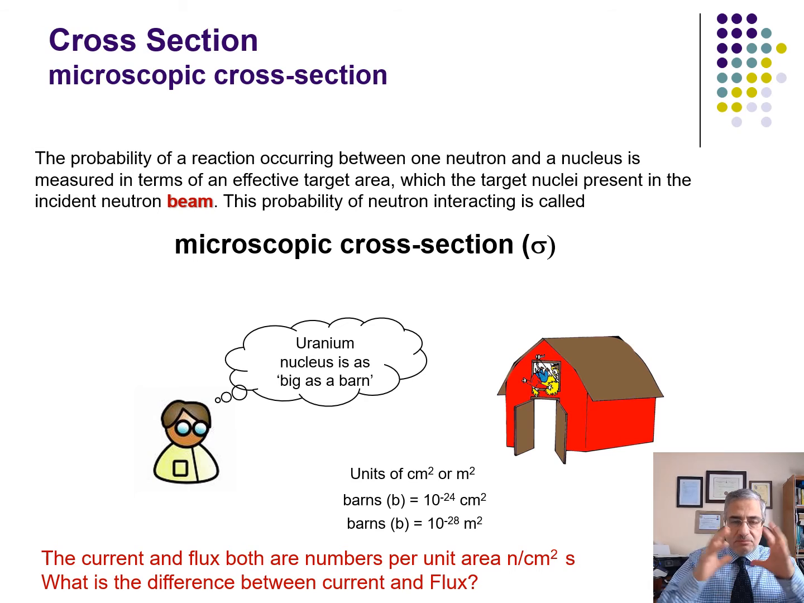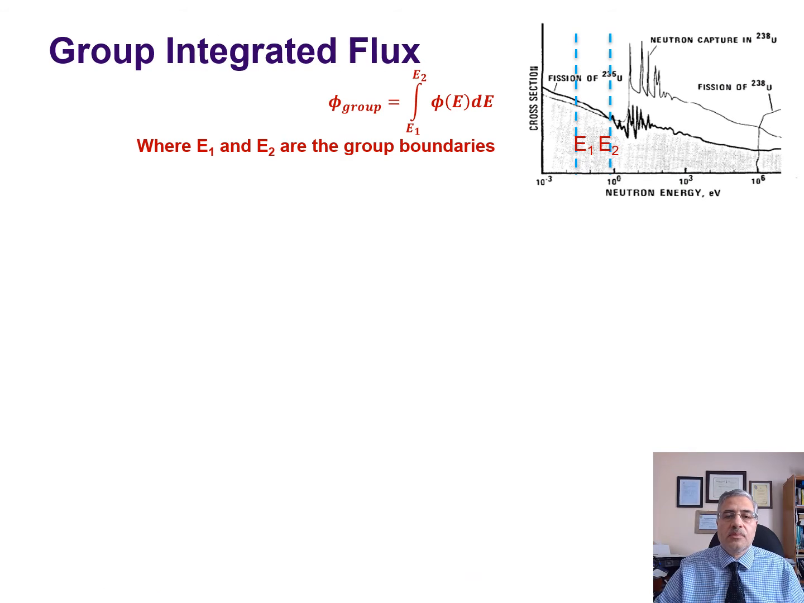So the microscopic cross section represents the probability of a reaction occurring between one neutron and a nucleus, measured in terms of the effective target area. This effective target area is 10 to the power negative 24 centimeter squared, and this is called a barn. So when you see the word barn, you have to convert it to centimeter squared by multiplying by 10 to the power negative 24, or to meter squared by multiplying by 10 to the power negative 28.